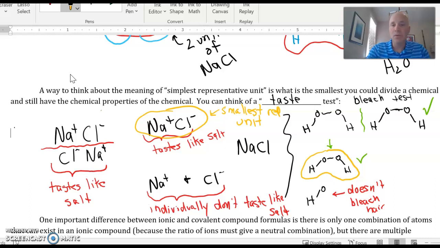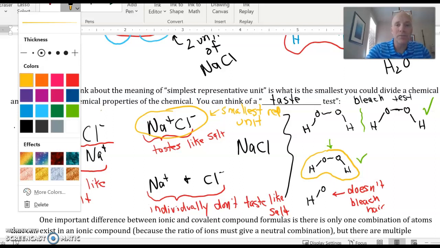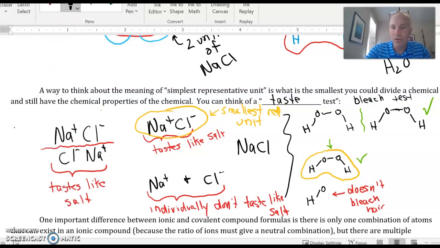So the formula then is going to be the atoms within that representative unit. If you look at that, there are 2 hydrogens and there are 2 oxygens. So it would be H2O2.